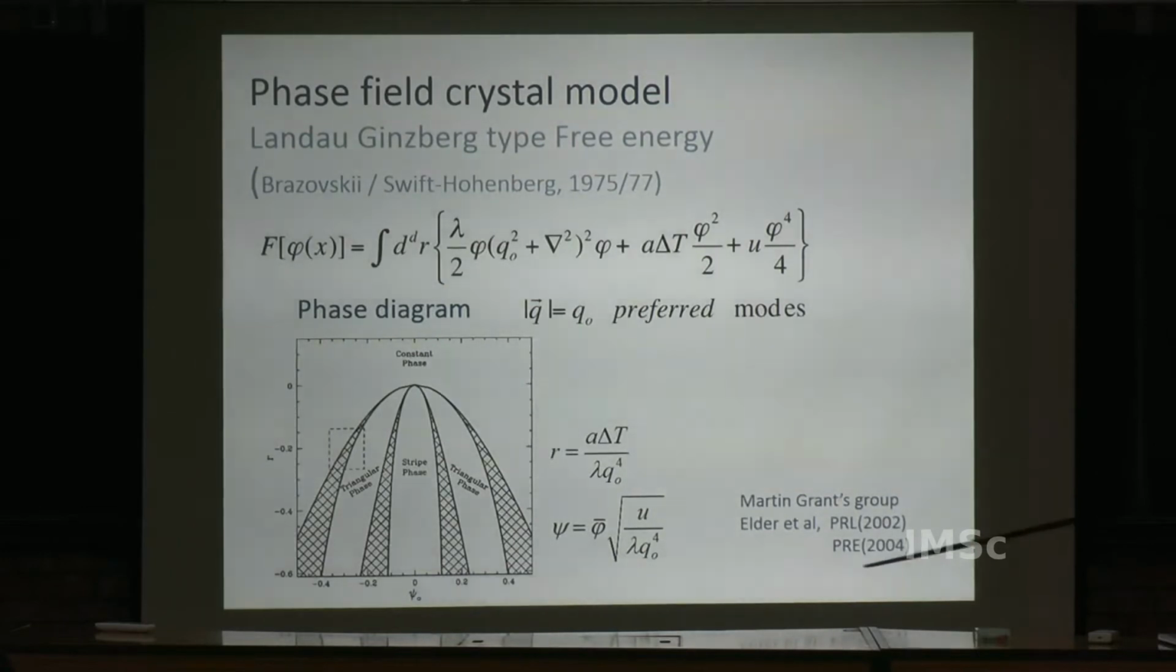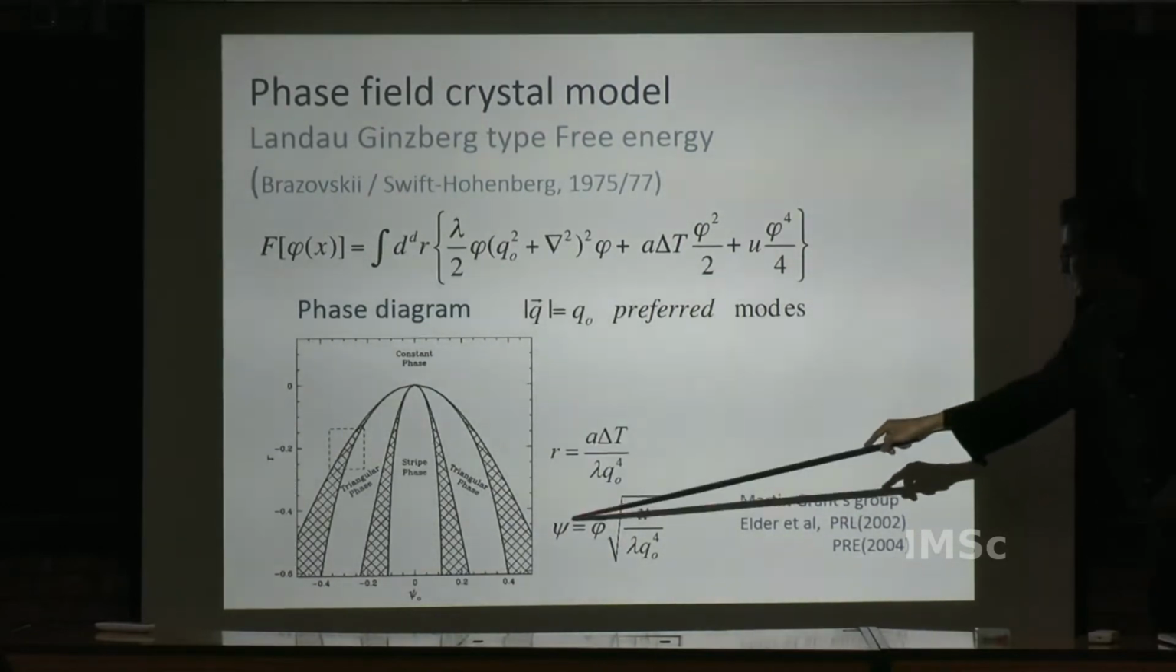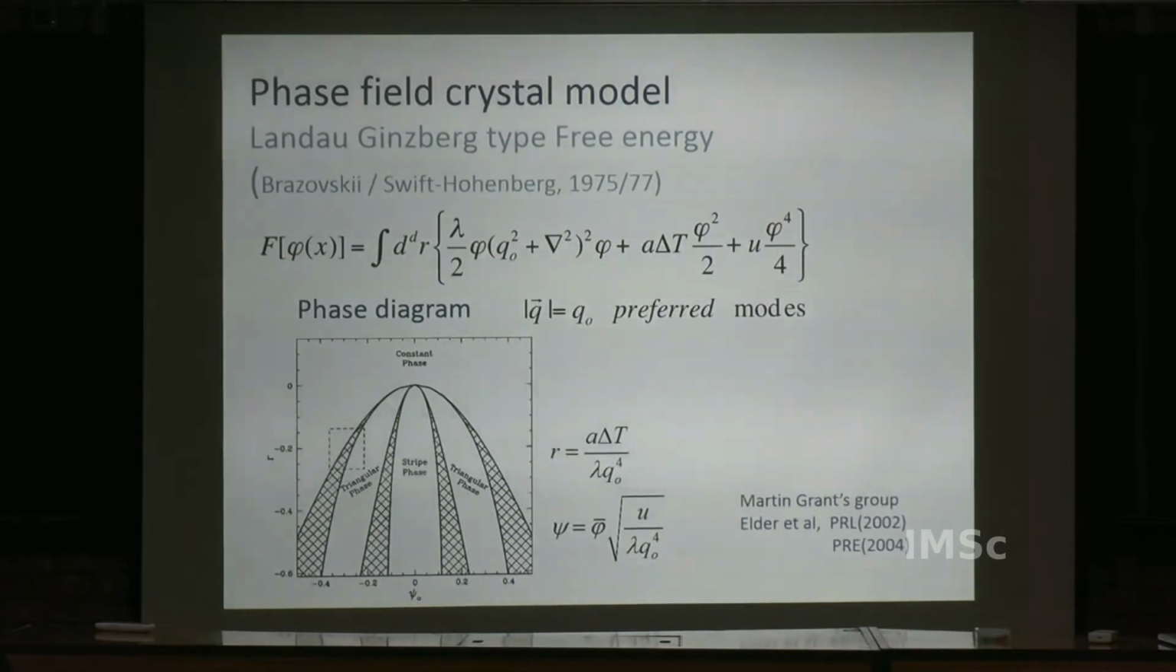It was mainly pioneered by Martin Grant's group. The first paper on this was in 2002, and they found a phase diagram which looks like this. So R and psi are some kind of scaled variables. If this was just in the simple Landau theory sense, this is just the distance from the phase transition point, where you have a second order phase transition in the Landau theory. If that term was not there, and just grad phi square were there, it would be a smooth transition.